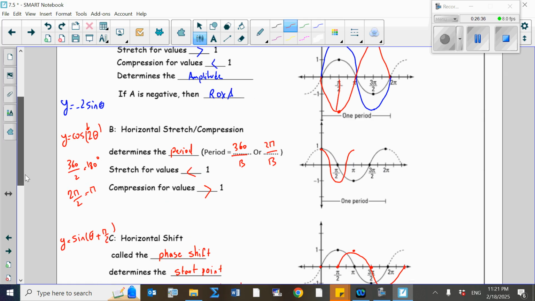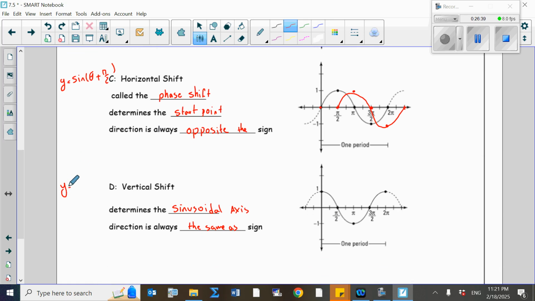So let's say I have y equals cosine of theta plus 2. Or I can even write y equals 2 plus cosine of theta. They're both the same. So they will move the function 2 units up. So this function has a sinusoidal axis at 0, but now it's going to be moved to 2. Now, every other point is also going to be moved 2 up. So the function will look like this.